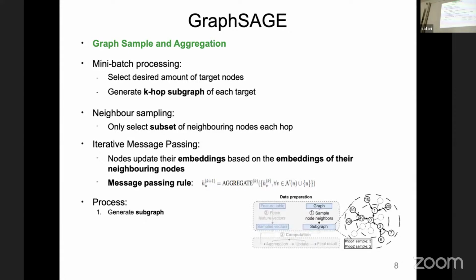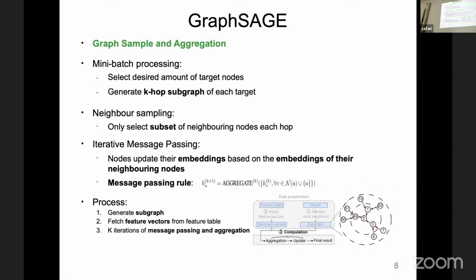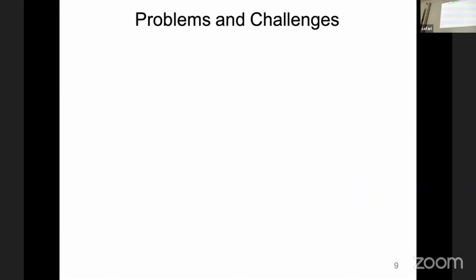For the process, again, what I said, we first generate the subgraph for each target node. We fetch a feature vector for the target nodes and the neighbors. We compute k iterations of message passing for the k hops. And after the final iteration, we can find the final embeddings, which we aggregated in the target nodes, and can basically send them back to the host.